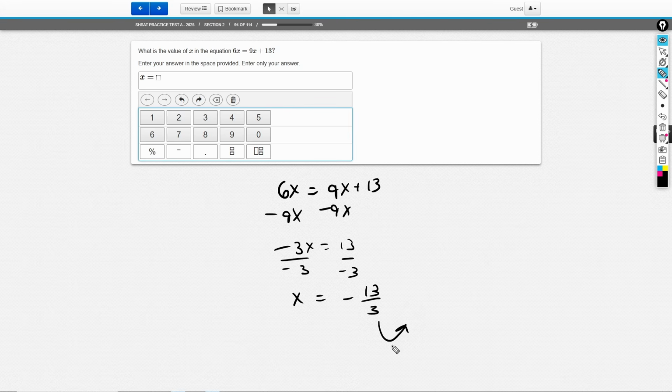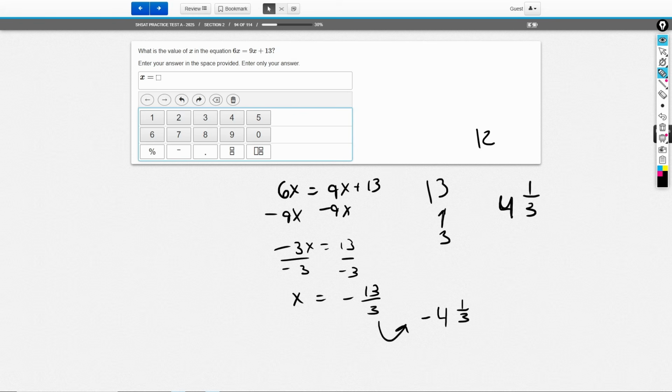What I can do is turn this into a mixed number. 13 over 3, this numerator is bigger than the denominator. So this is actually negative 4 and 1/3. Why? Because 3 can go into 13 4 whole times to get 12, and then there's a remainder of 1, so we put 1 over 3 right here. And of course, we divided a negative by a positive, so this is negative 4 and 1/3.